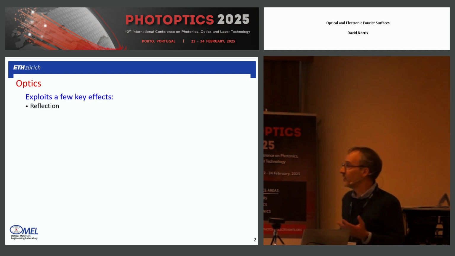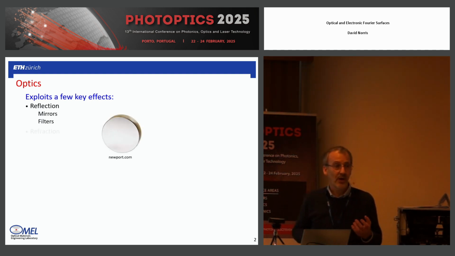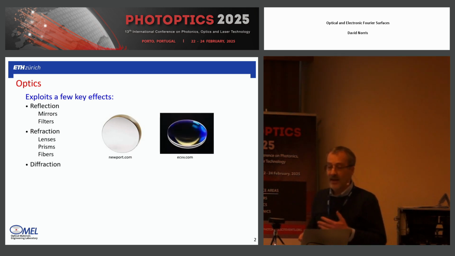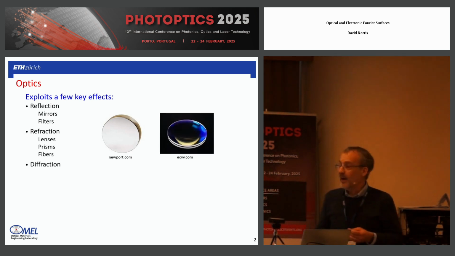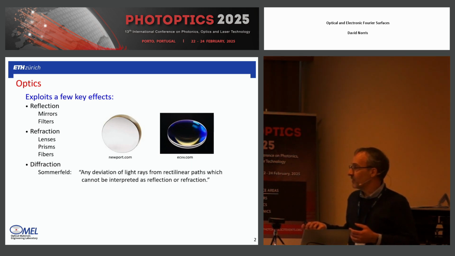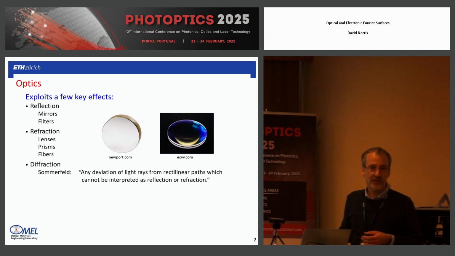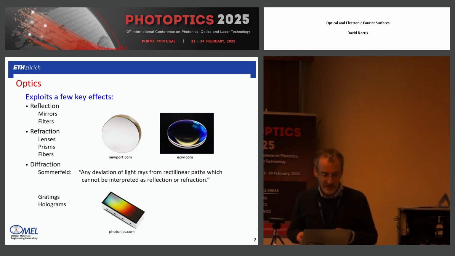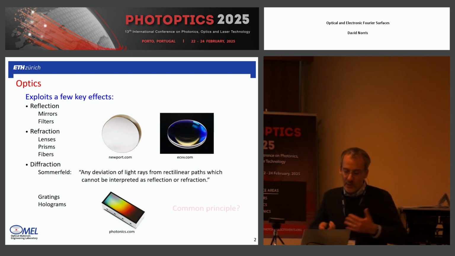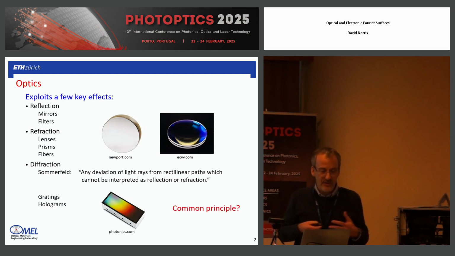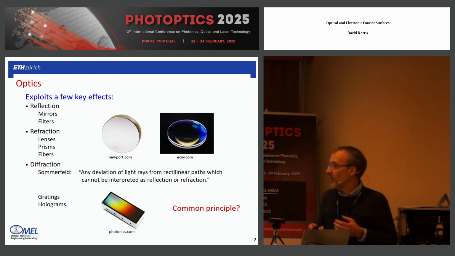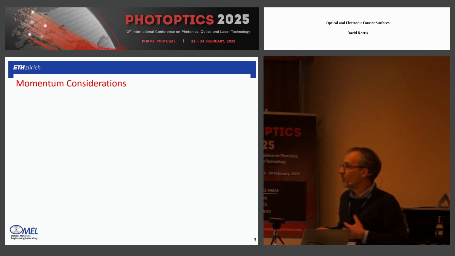We have reflection in devices like mirrors and filters, we have refraction in devices like lenses, prisms, and fibers, and then we have diffraction. And Sommerfeld once described diffraction as basically anything that's not reflection or refraction. And this gives rise to devices like gratings and holograms. And if we want to describe all of these effects under a common umbrella, there are different ways that one can do that. The way that I'm going to do that is in terms of momentum.